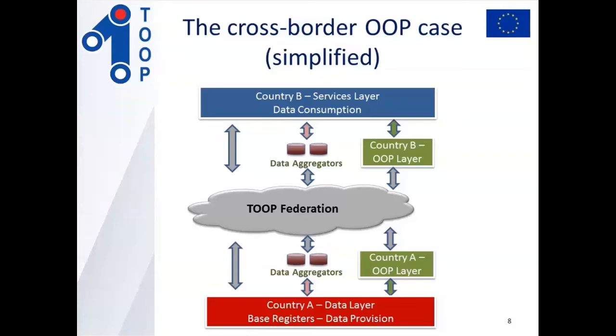So we came up with the task of creating this federated architecture, the TOOP federation in the middle, where we can connect into the countries on the layers, or connect data aggregators, or connect directly the data providers and data consumers. So that is the two-country simplified model.